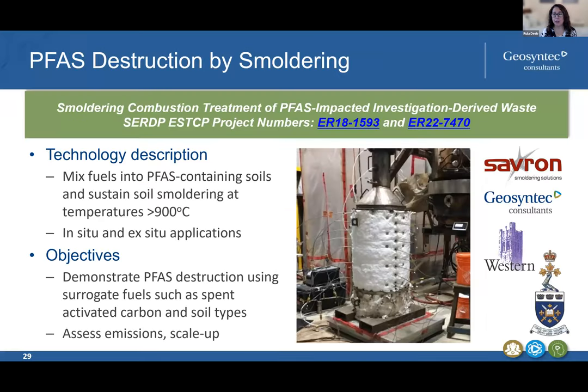So to leverage some of the thermal technologies, this is an example of a smoldering technology that was developed by Savron in collaboration with several universities in Canada. I included on all of these slides hyperlinks to the project web pages. This is all work that is funded by the Department of Defense.